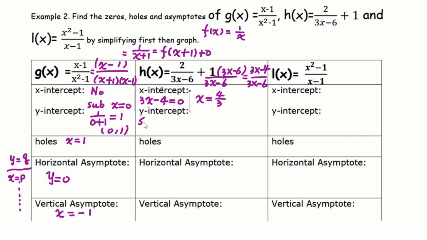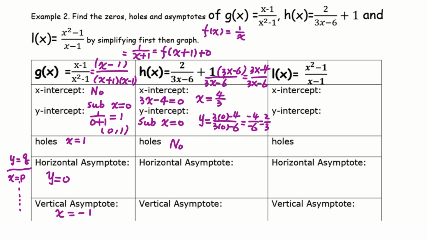And the y-intercept is always subbing in x equals 0. So x equals 0, you will have y equals 3 times 0 minus 4 over 3 times 0 minus 6. Then you will have minus 4 over minus 6, which is 2 over 3. So this is your y-intercept. For the holes, there's no common factor to cancel out, so no holes.